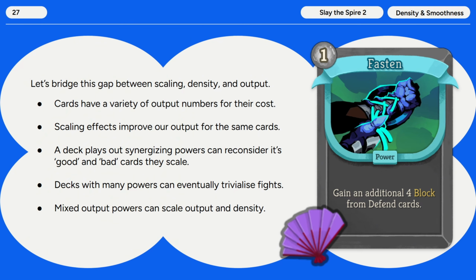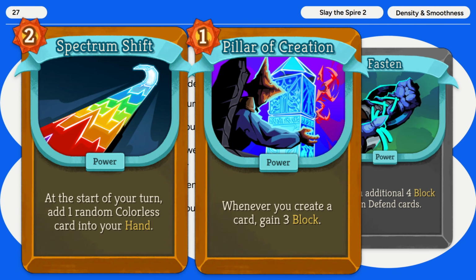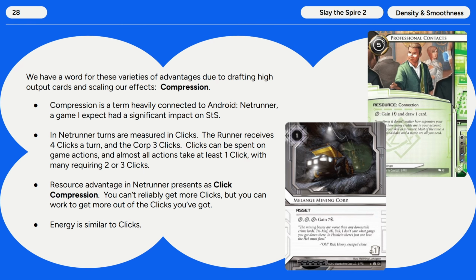Also on the Regent, Spectrum Shift and Pillars of Creation. Pillars of Creation gives you block whilst you're creating new cards. You're increasing your choices, you're improving the quality of your deck, whilst also generating block at the same time. So you're scaling both your output and you're scaling your density of quality cards by creating colorless cards to play with. We do have a word for these varieties of advantages due to drafting high output cards and scaling our effects up. It's called compression.